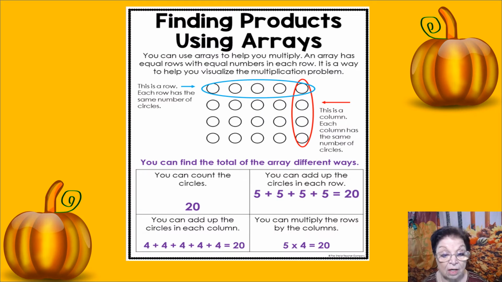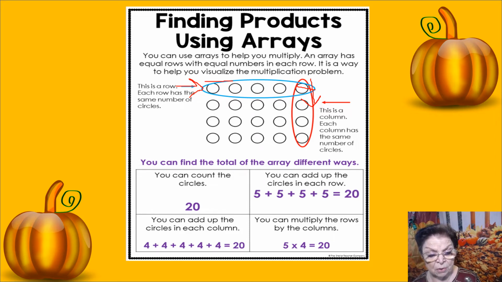Here is an array. The rows, this is a row. They go across. This is a column. They go down. You can always use arrays to help you multiply. They just sort of help you organize so you can see what you're doing a little better. An array has equal rows with an equal number in each row. It is a way to help you visualize the multiplication problem so you can in your mind get a picture of it.